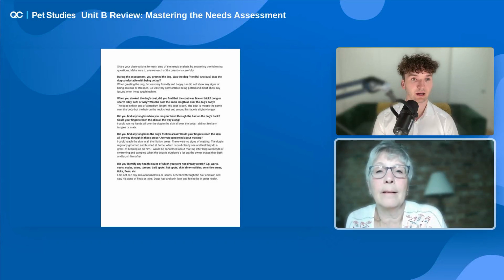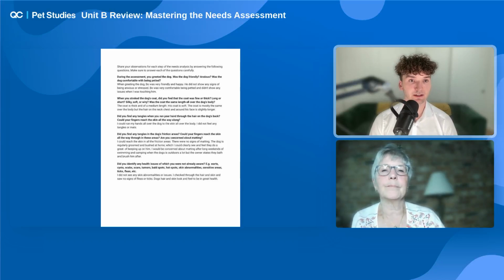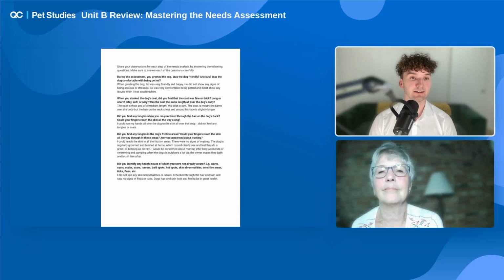When you stroked the dog's coat, did you find that the coat was fine or thick, long, short, silky, soft, or wiry? Was the coat the same length all over the dog's body? Answer: the coat is thick and of a medium length. This coat is soft. The coat is mostly the same over the body, but the hair on the neck, chest, and around the face is slightly longer.